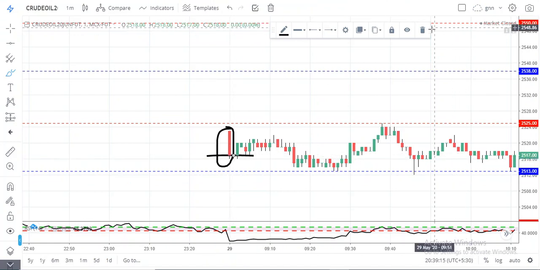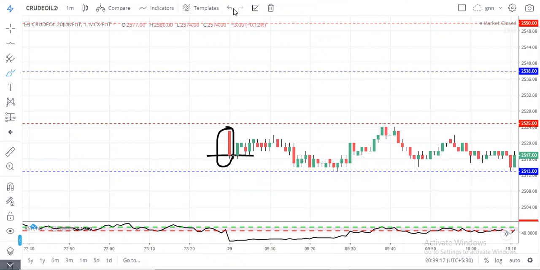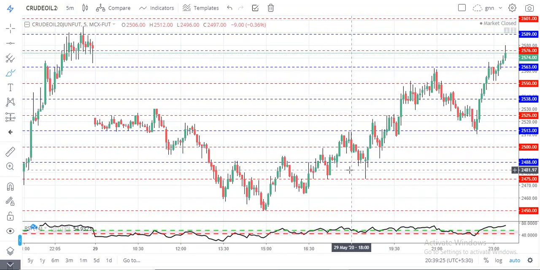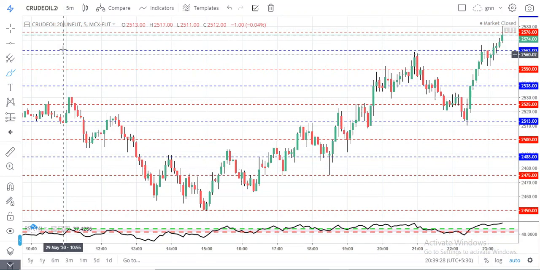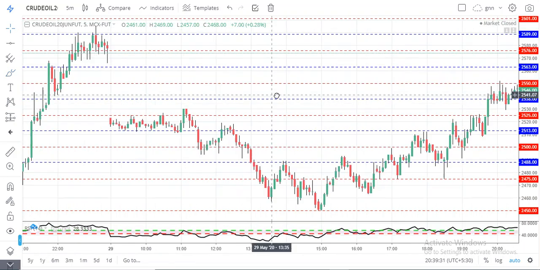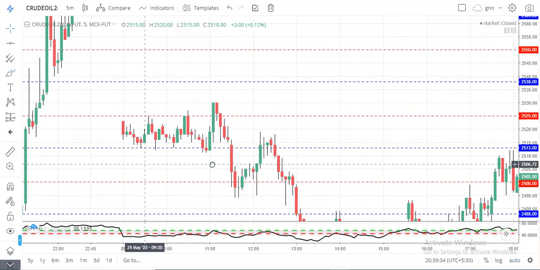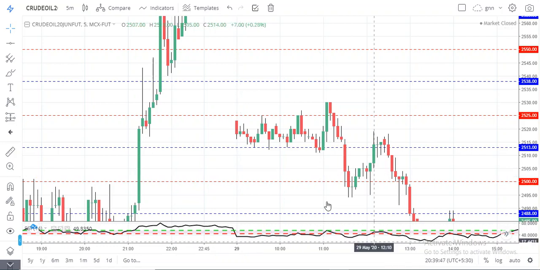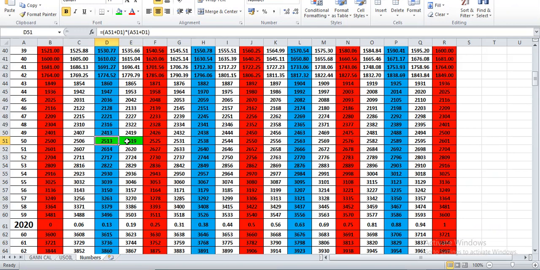So we'll see where the 5 minute candle closing happened. So I'll keep the 5 minute chart, and I'll see where the price closed. The 5 minute candle closed at 2516. So almost 1 point. The highest value is 2517, and the least value is 2516. So anyway, this is between these two numbers.